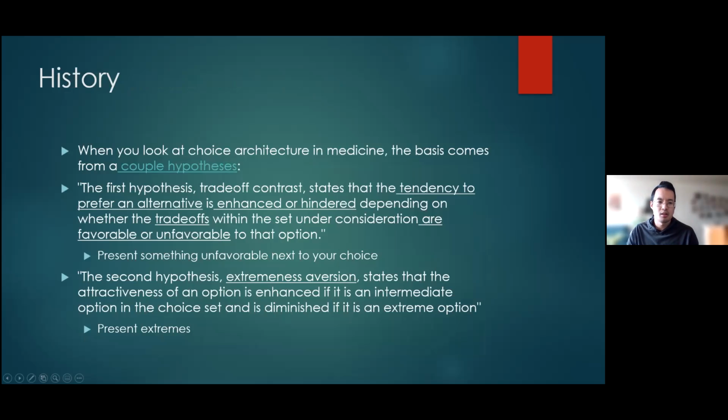The history of choice architecture comes from a couple of hypotheses. I'm not going to read it, but basically the trade-off contrast means you put what you want and then you put something unfavorable next to it. The second one would be extremeness aversion, so you put extreme options so that your option looks much more appealing.